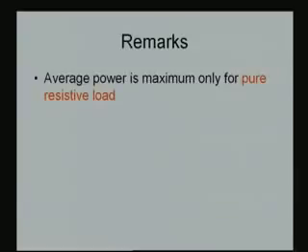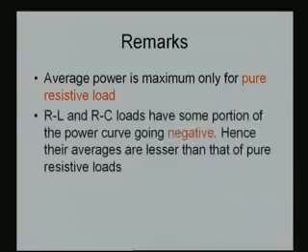So, some remarks from these graphs. First of all, the average power is maximum only for pure resistive load. RL and RC loads have some portions of the power curve going negative, and therefore, that portion of the area subtracts from the positive portion of the area when trying to find the average. Therefore, the average power for RL and RC loads is going to be much lesser than for the pure resistive case.